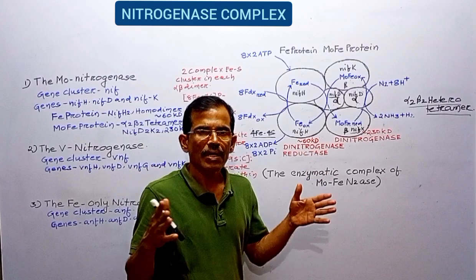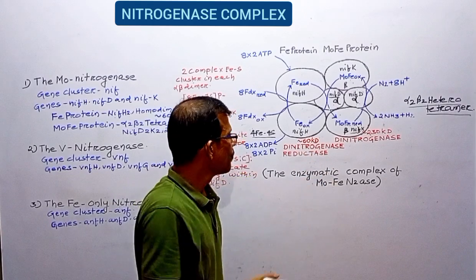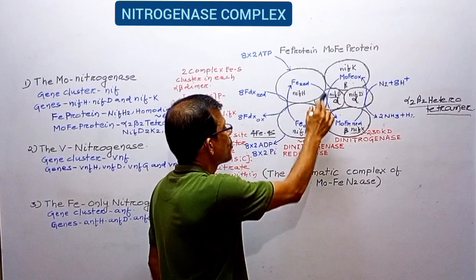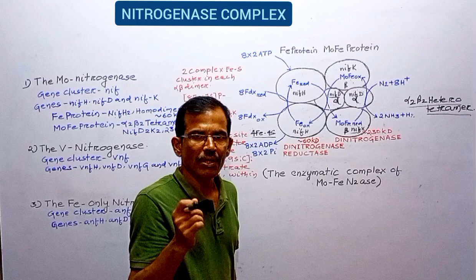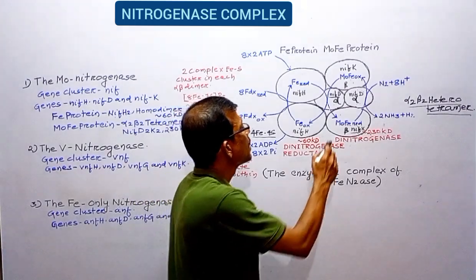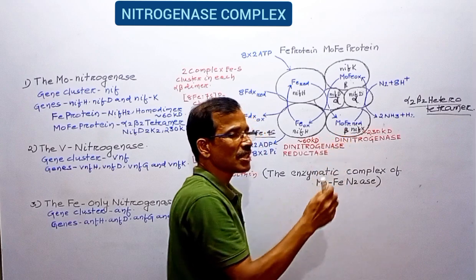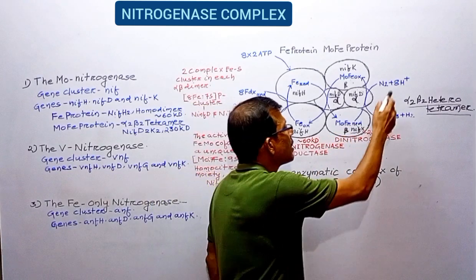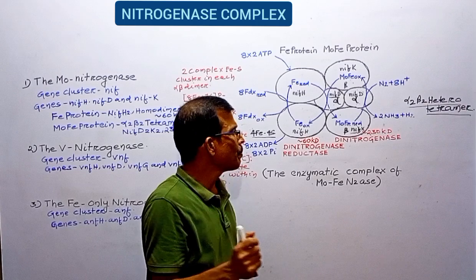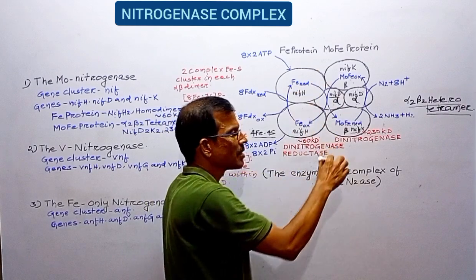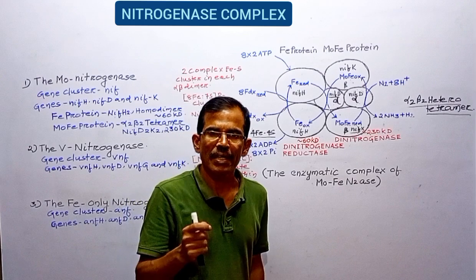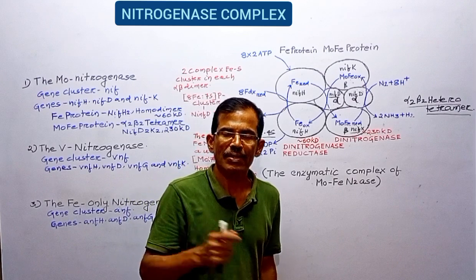In the overall nitrogen reduction reaction, ferredoxin serves as electron donor to the Fe protein, which in turn hydrolyzes ATP and reduces MoFe protein, which finally reduces dinitrogen into ammonia. Binding of ATP to the Fe protein is thought to cause some conformational change which facilitates the transfer of electrons.